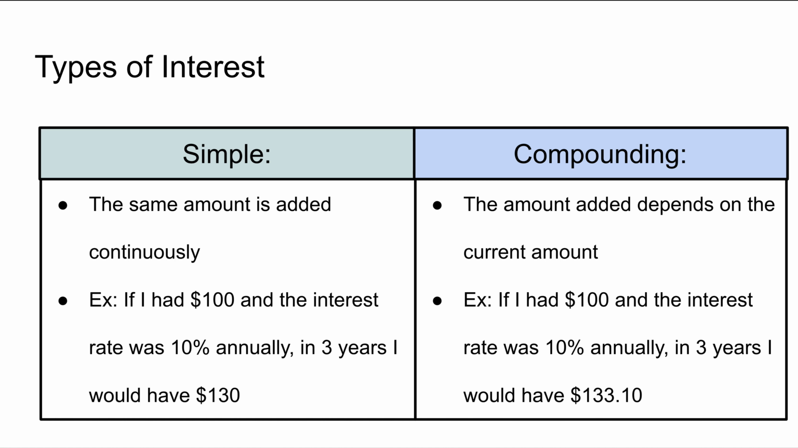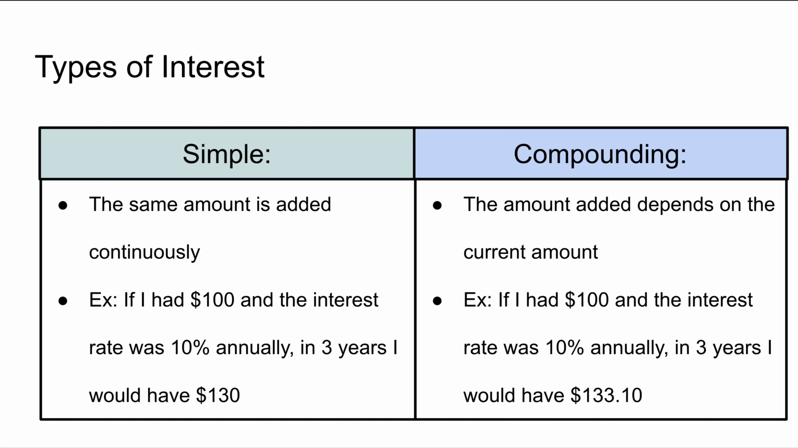So let's take a look at the types of interest now instead of just the positive and negative side of it. So interest has two main categories, simple and compounding. Simple interest involves the same amount being added continuously. Now let's look at what that means. It means that if you had $100 and the interest rate was 10% annually, 10% annually means you'll get 10% of that $100 every year. Now what's 10% of 100? It's 10. So you're going to get 10% every year. So in 3 years, you're going to have $130. That is, well, for lack of a better term, simple.